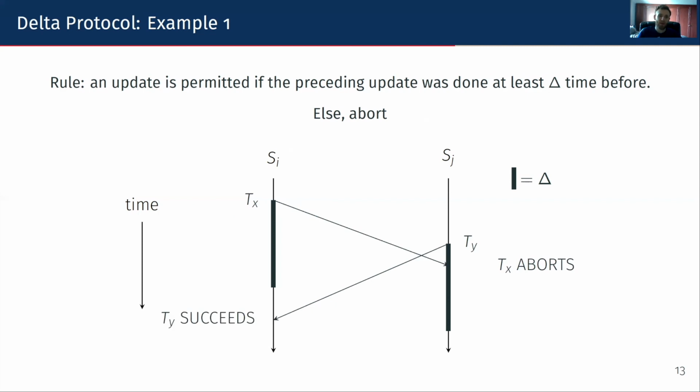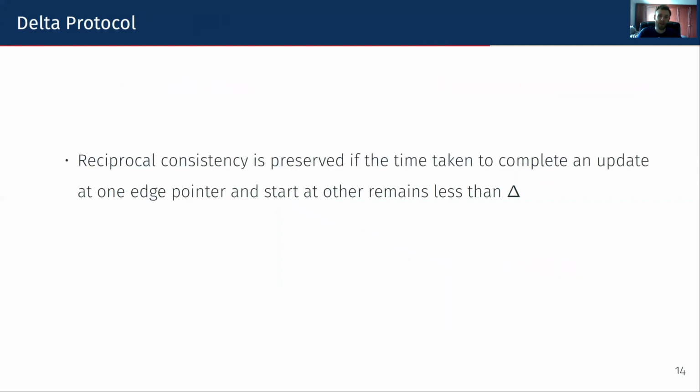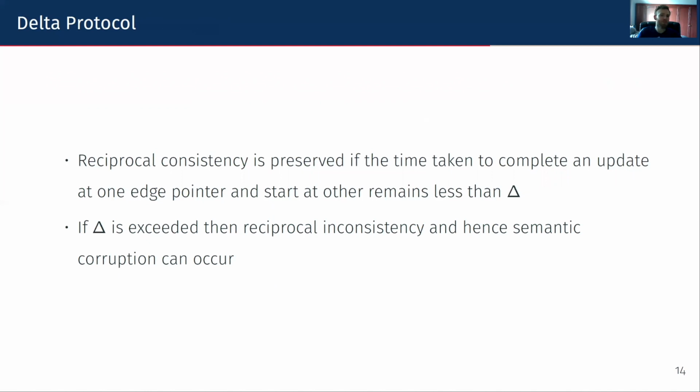We can say reciprocal consistency is preserved if the time taken to complete an update at one edge pointer and start at the other remains less than delta. However, there is the possibility that delta is exceeded and the edge becomes reciprocally inconsistent. Semantic corruption can then occur and spread as before. Let's look at an execution where this can happen.